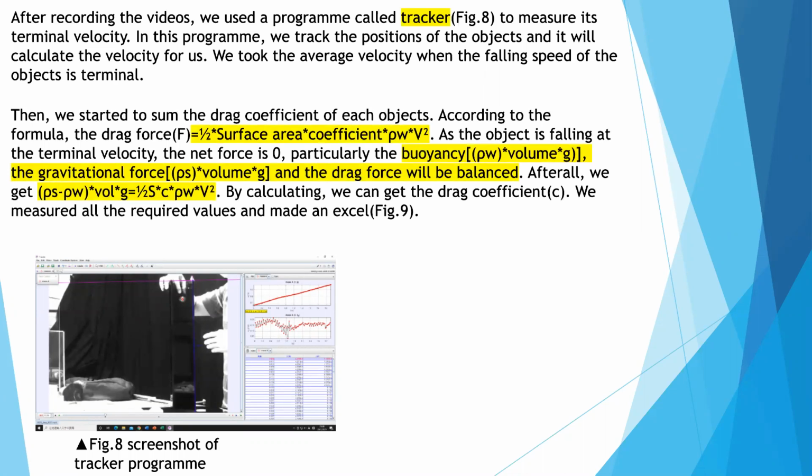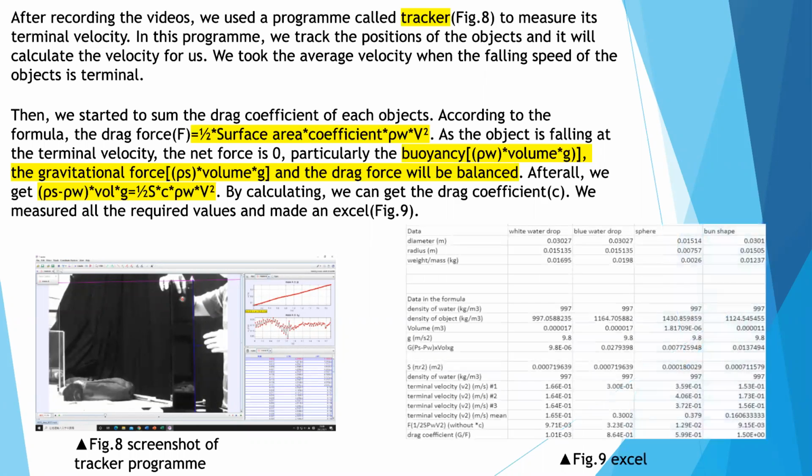According to the formula, the drag force is equal to 1/2 times surface area times the coefficient times the density of the water times the velocity squared. As the object is falling at the terminal speed, the net force equals zero, so the buoyancy, the gravitational force, and the drag force will be balanced. After all, we get this formula. By calculating, we can get the drag coefficient. We measured all the required values and made an Excel sheet.